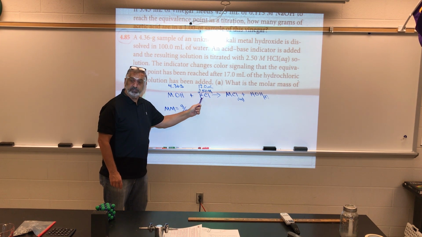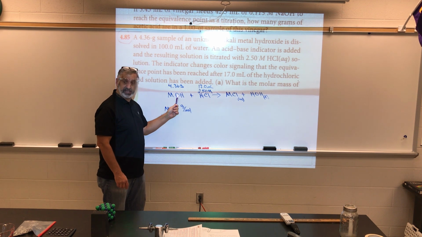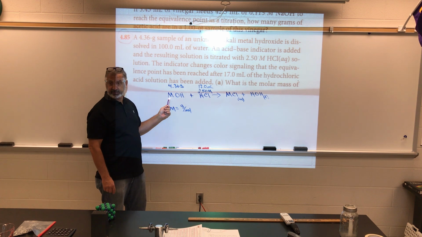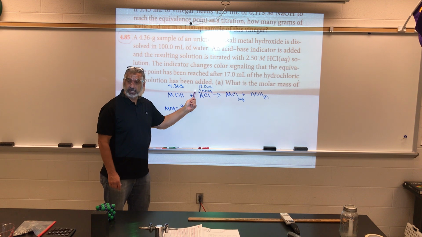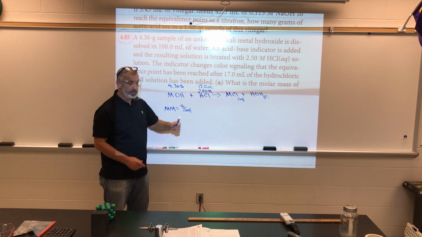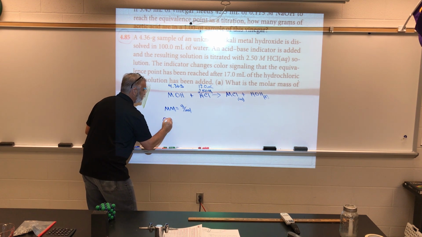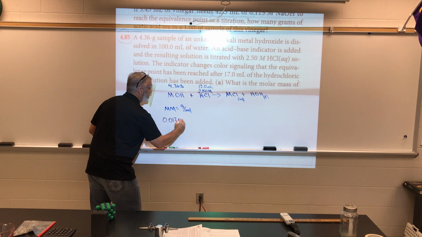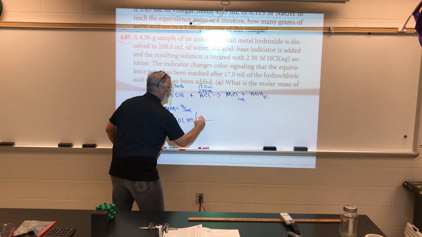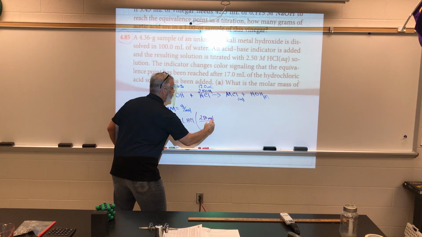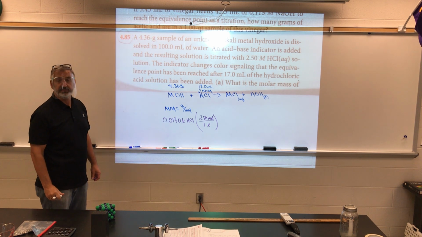Molarity times volume equals moles, right? It's 1 to 1, so if I know how many moles of this, I know how many moles of that. Use the given and know that molarity times volume always equals moles. Because this is moles per liter, I'm going to say 0.0170 liters of HCl times 2.50 moles over 1 liter. That's going to tell me how many moles of HCl I have.